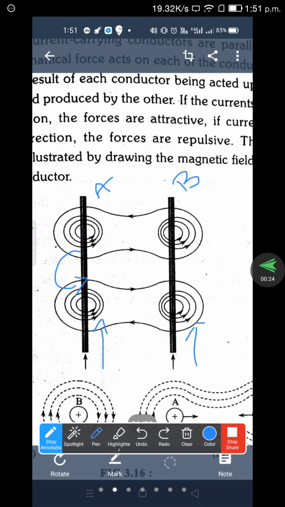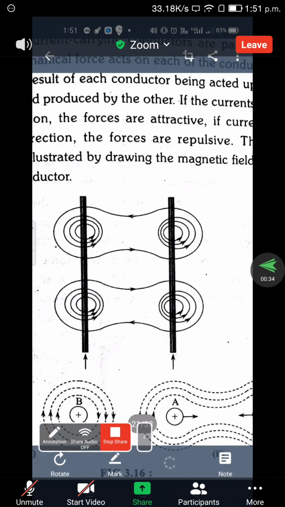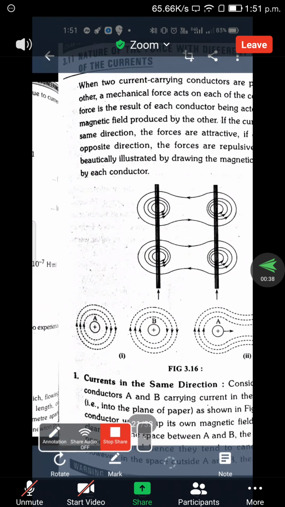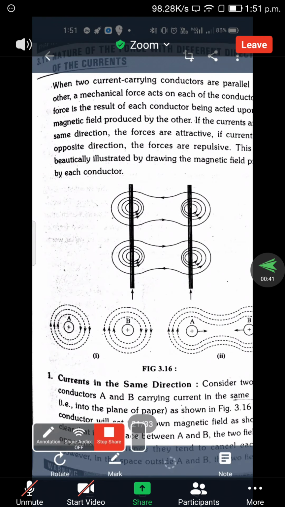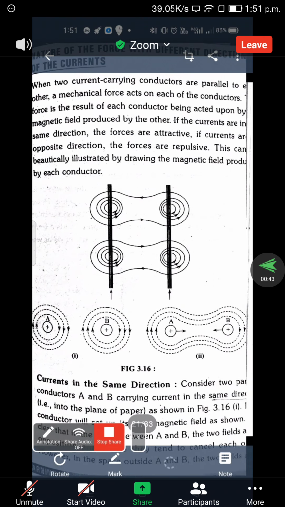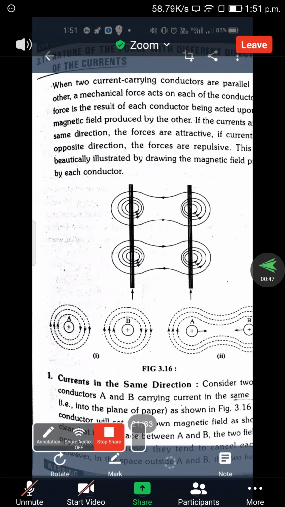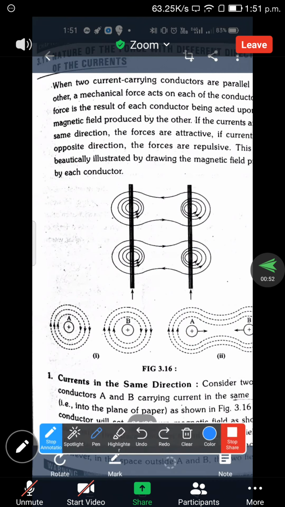Similarly in conductor B also, the current is upward, so the magnetic field will be in the counter-clockwise direction. In this diagram, it is given wrongly. Actually, the direction will be given in reverse. But what we are getting here is the actual direction. The magnetic field is in the counter-clockwise direction here, and here also we are getting the counter-clockwise direction.